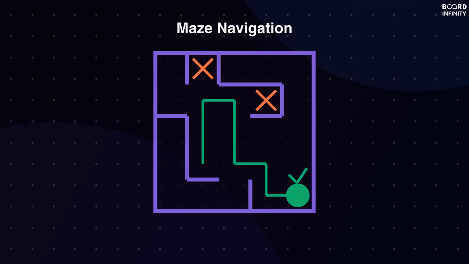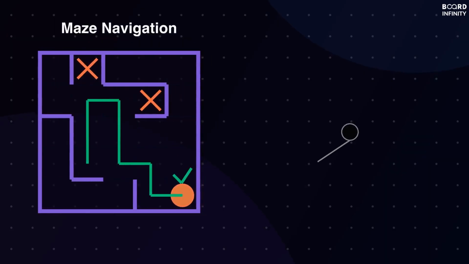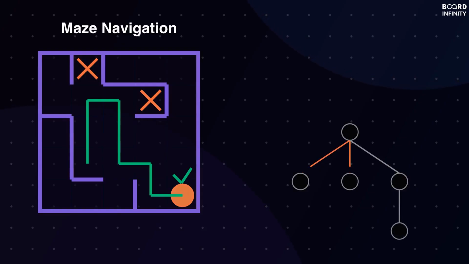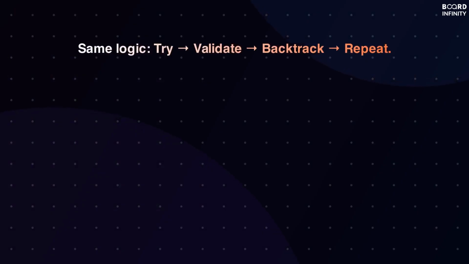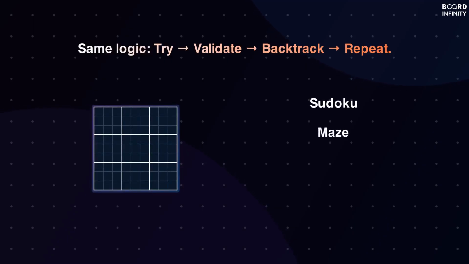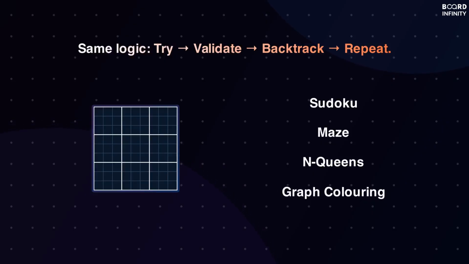Try a path, validate it, and if it fails, undo and try another. The decision tree is the same. Each intersection is a choice point. Each direction is a branch. Dead ends are pruned. The same 3-step loop, save state, try, validate, undo, applies here too. This is why backtracking is so powerful. Once you understand the pattern, you can apply it to mazes, n-queens, scheduling problems, graph coloring, and more. The structure stays the same. Only the constraints and choices change.